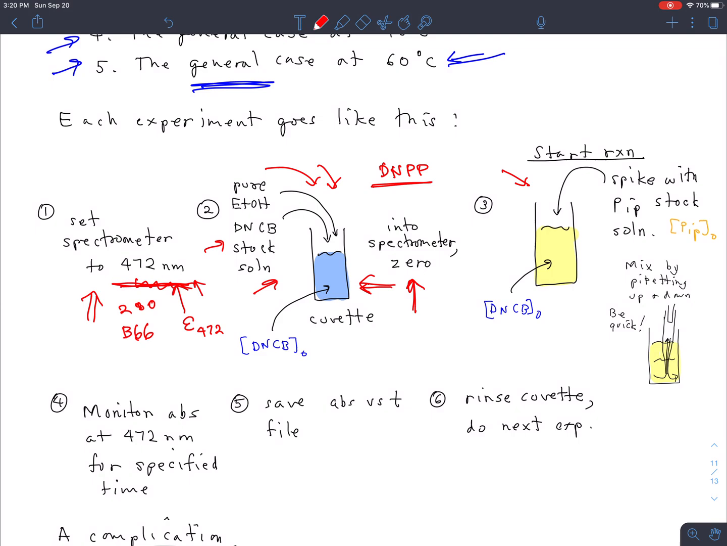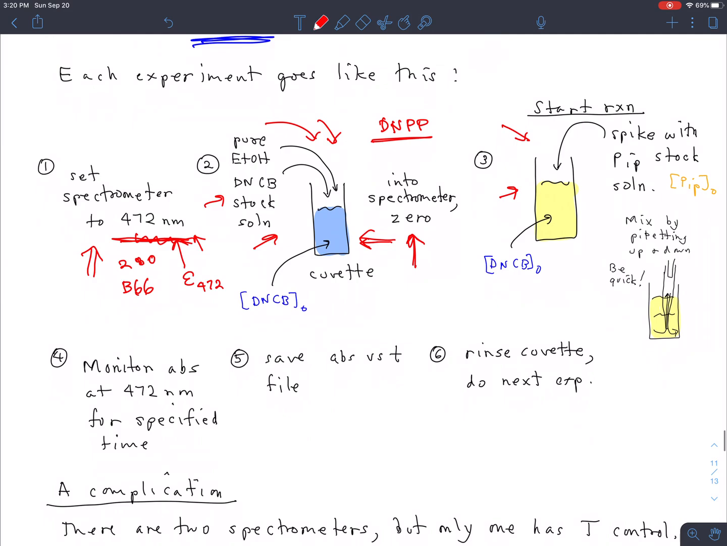The reaction goes pretty quick. So you have to do this mixing pretty fast, and there are several ways of doing it. I think the write-up says to put a cap on and invert it, and that would work fine, but it sounds a little messy to me. An easier way is, since we're using the pipetters, when you spike with the piperidine solution, just squeeze up and down a few times, suck up and spit back out a few times, and that's good enough mixing as well.